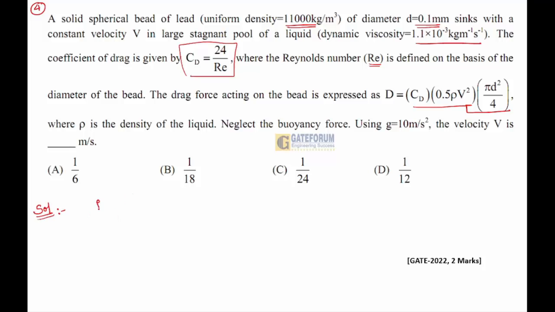Here given density is 11,000 kg per meter cube. Diameter is 0.1 mm. G is 10 meter per second square. Dynamic viscosity 1.1 into 10 power minus 3 kg per meter second, where he wrote it as kg meter inverse second inverse. And the buoyancy force should be neglected.